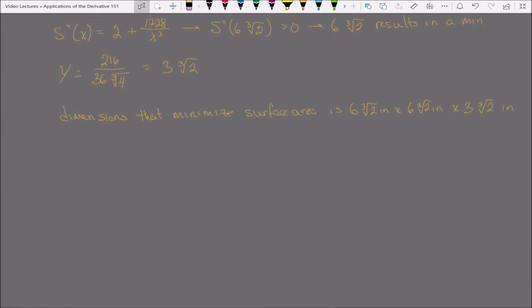And that actual surface area would be 6 cube root of 2 times 6 cube root of 2 times 3 cube root of 2, which is 36 times 6. And that is 92? No, 192 cubic inches.